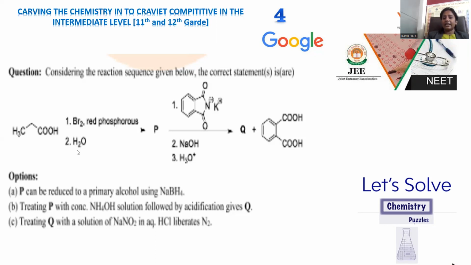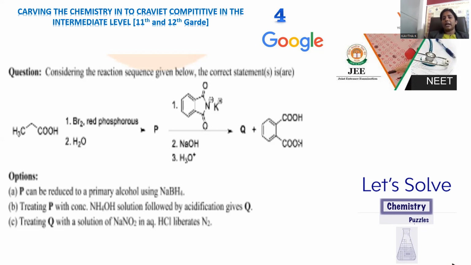This is a very selective reagent. Bromine with red phosphorus is selective for alpha bromination. With respect to the carboxylic acid, the second carbon is alpha, and alpha bromination is possible. That will be the product P, that means 2-bromopropionic acid will be generated. Now we are treating with potassium phthalimide, subsequently treated with alkaline solution NaOH, and hydrolysis is carried out.